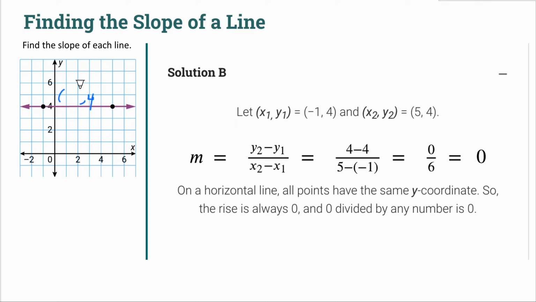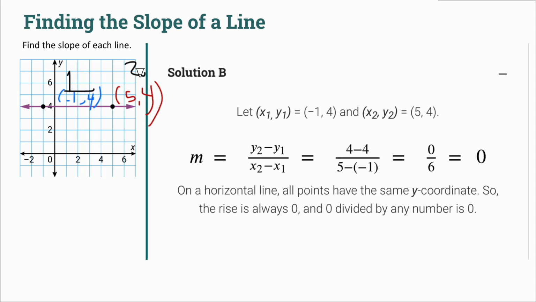So x is negative 1 and y is 4. Perfect, that's my first one. And how about my second one? X is 5 and y is 4. Wow, I mixed up my 4 with my parentheses. Really, people? Okay. I'm going to call this first point number 1 and this one number 2.